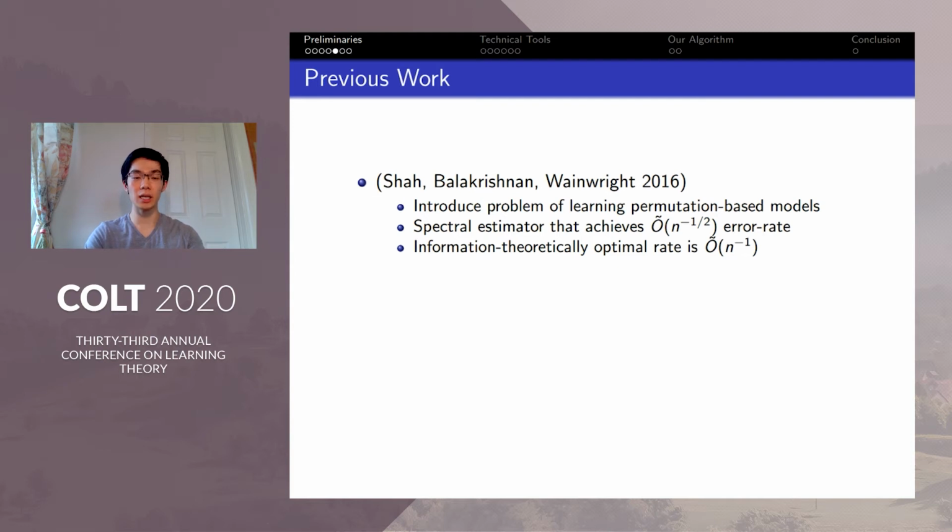To attain the information theoretically optimal error rate, their algorithm requires brute force searching over all possible permutations, which is computationally infeasible. So their work naturally raises the question of whether there is a computational versus statistical gap for learning permutation-based models.